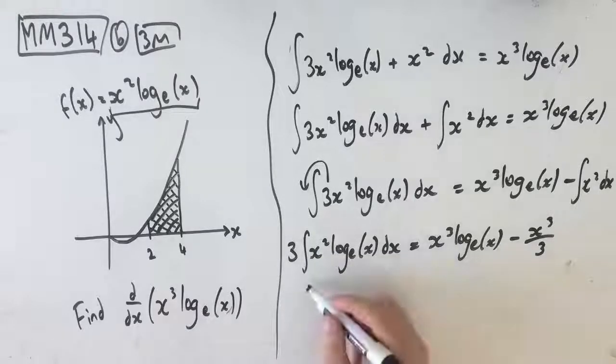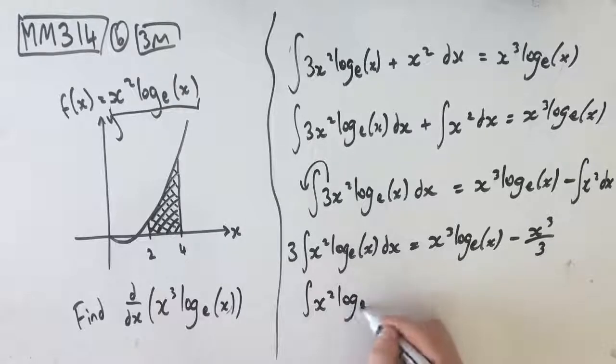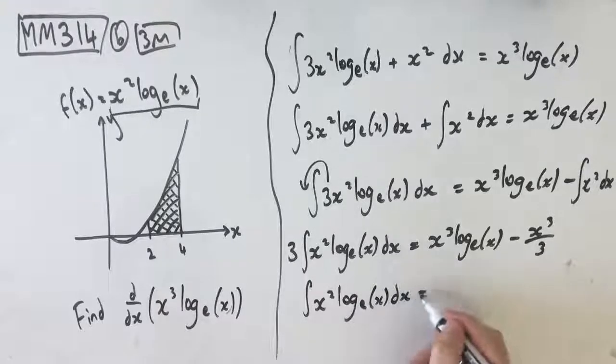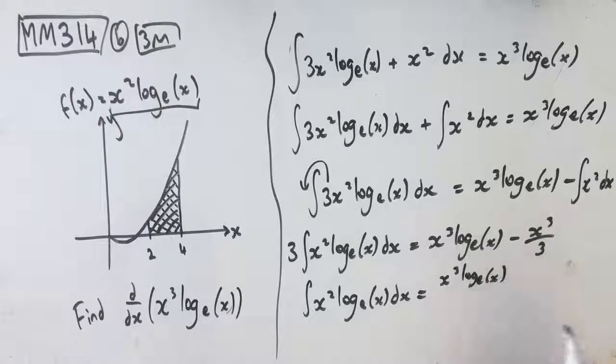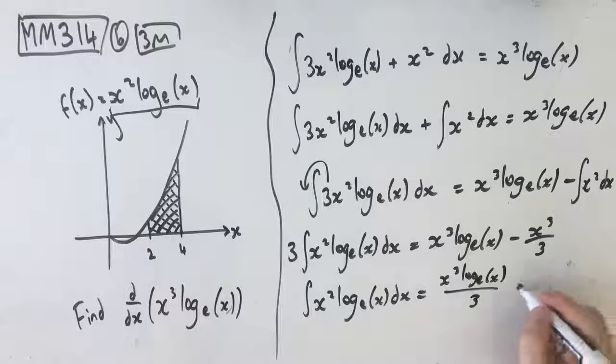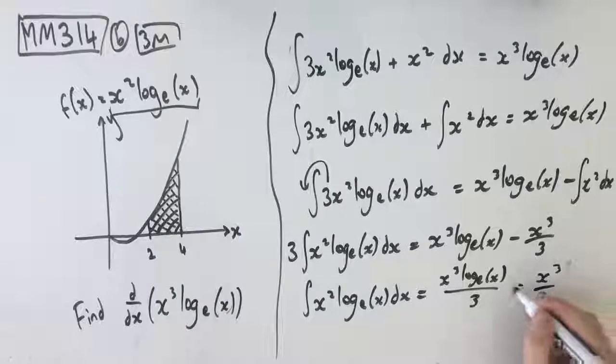So we're going to divide both sides by 3, which means we get the integral of x squared log e of x dx is equal to x cubed log e of x over 3 minus x cubed over 9.